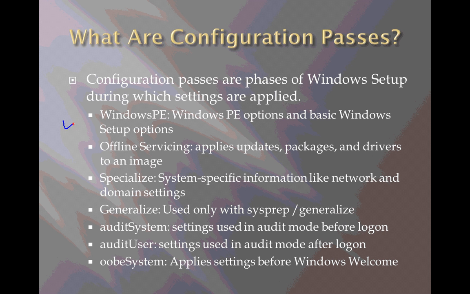First of all, the first one, and they are in a logical order here, is the Windows PE configuration pass. Remember now, Windows PE is the Windows pre-execution boot environment, and this is the first phase of the Windows installation or Windows setup. Windows PE options and basic setup options occur during this configuration pass, and you're going to note that there are quite a few things that are set, like the language, for example, is set during the Windows PE configuration pass. Some of these other ones in the middle here aren't going to be used a whole lot, at least not by us.